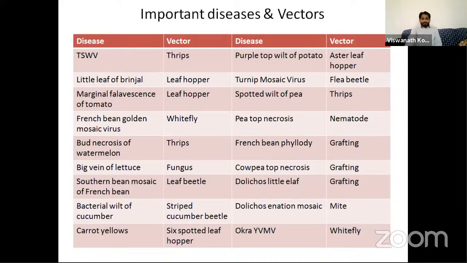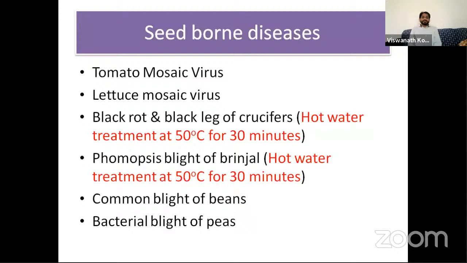Some are seed-borne diseases. I don't know how much tomato and lettuce mosaic virus transfer through the seed, but some books say there is some chance of transfer of these viral diseases to seed. But black rot and phomopsis blight of brinjal are seed-borne diseases, and black leg disease. For these, seed treatment in hot water at 50 degrees centigrade for 30 minutes has to be done to prevent seed-borne diseases.